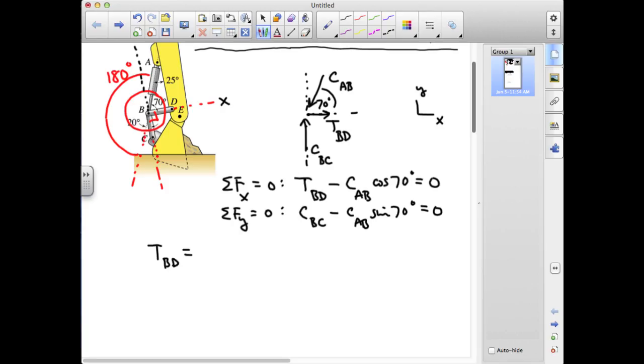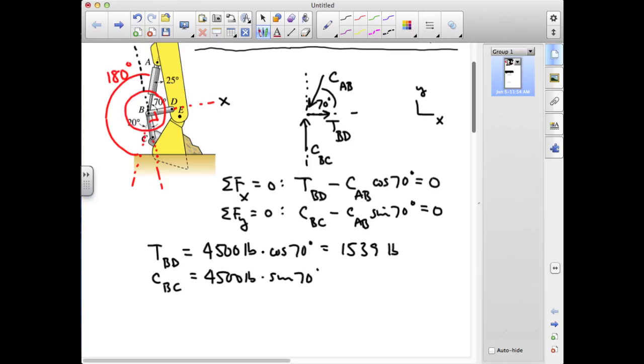is equal to CAB cosine 70, that's 4,500 pounds, cosine 70, and that number turns out to be equal to 1,539 pounds. And CBC, compression in BC, is 4,500 pounds times the sine of 70, and that's equal to 4,229 pounds.